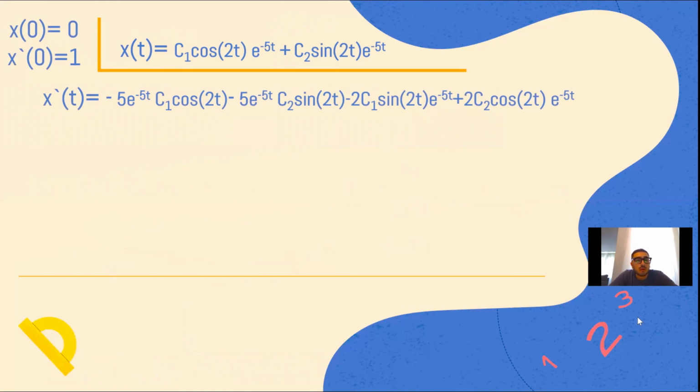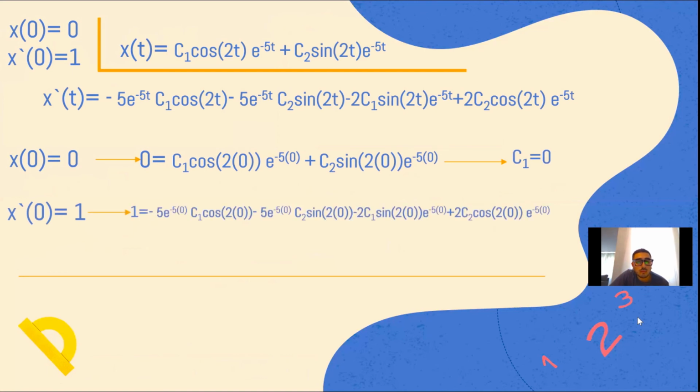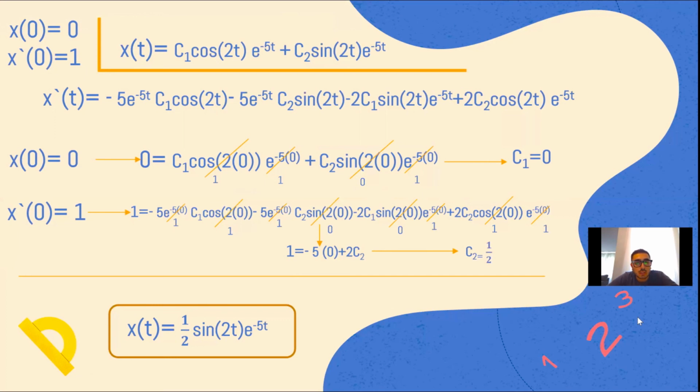And so once we have that, we can plug in our numbers. x of t is 0 and 0 for t. And so we can see a lot of things just cancel out. And as everything cancels out, we have c1 equals 0 since the cosine of 0 is 1. That's the only thing that really stayed. So that c1 is 0.